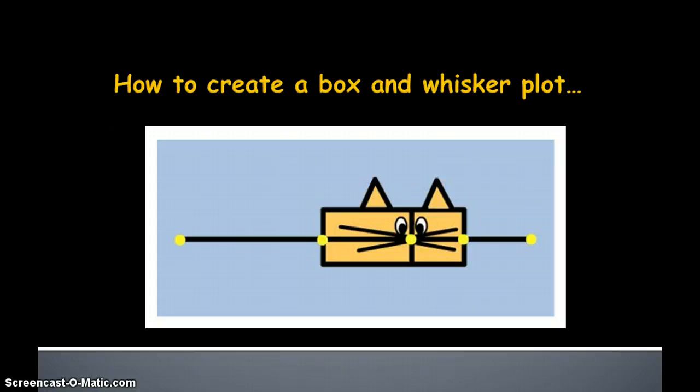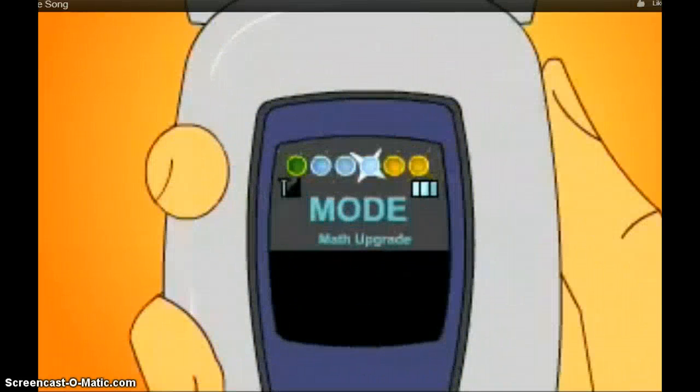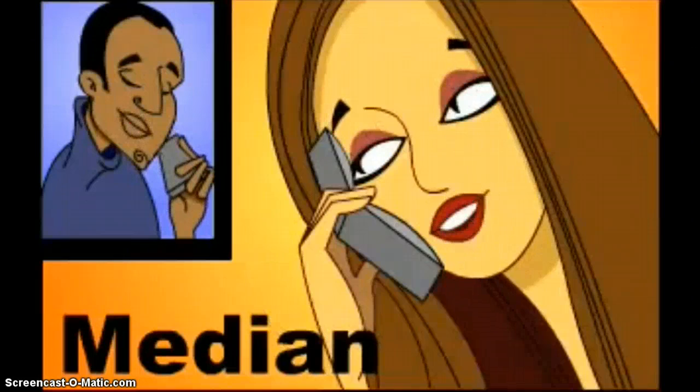When you're creating a box and whisker plot, something you need to remember is how to calculate the median of a given data set. So let's refresh. Mean, median, and mode. But how do you find the median?